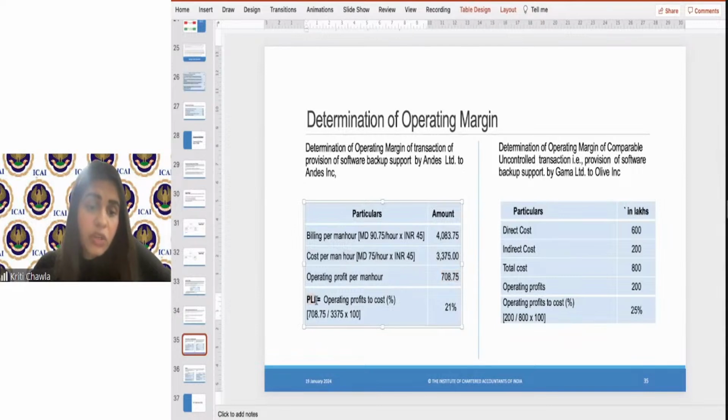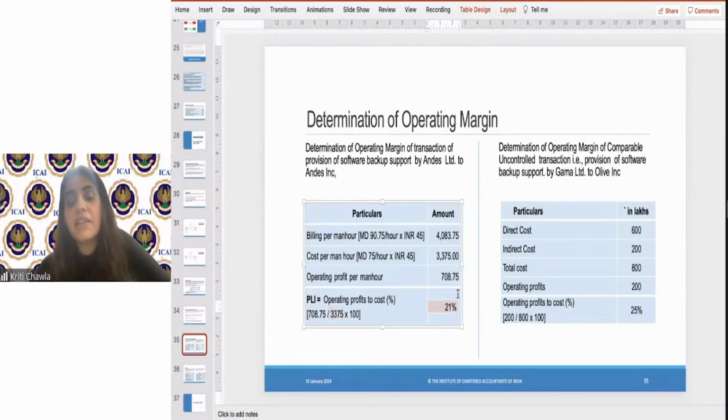What is our margin? Well, the margin, or as I mentioned, the PLI, the profit level indicator, is operating profit divided by cost into 100. So that is operating profit, we just calculated, 708 divided by cost 3375 and multiplied by 100. So that gives us the margin that we are operating at. We are operating at a margin of 21%.